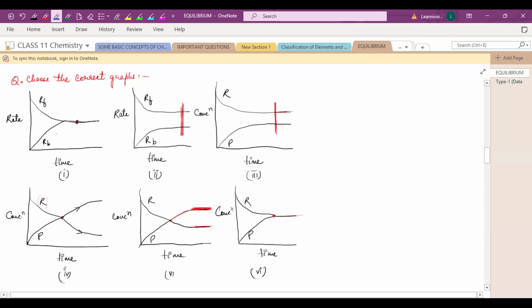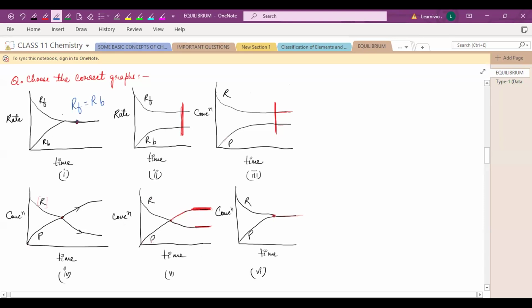Okay, so this is the rate versus time graph, right? You can see the rate of backward reaction increases, right? And the rate of forward reaction decreases. At some time, at this point they merge. It means here at this point RF is equal to RB. Okay, means they are at equilibrium.